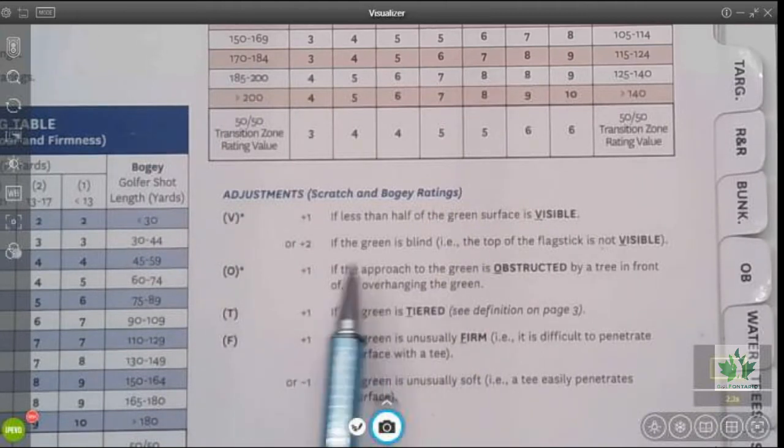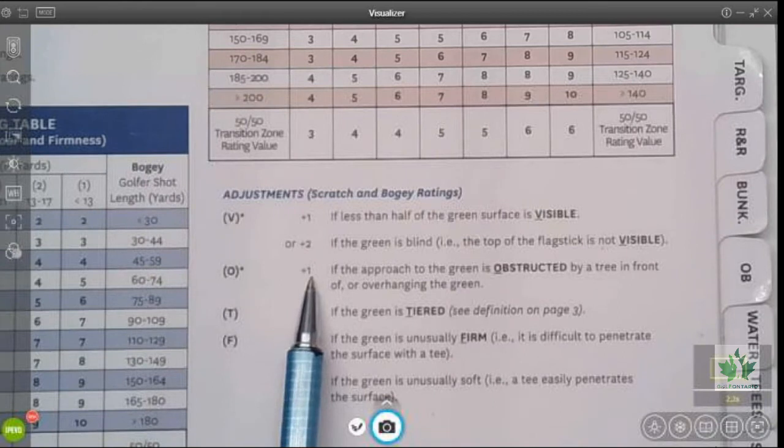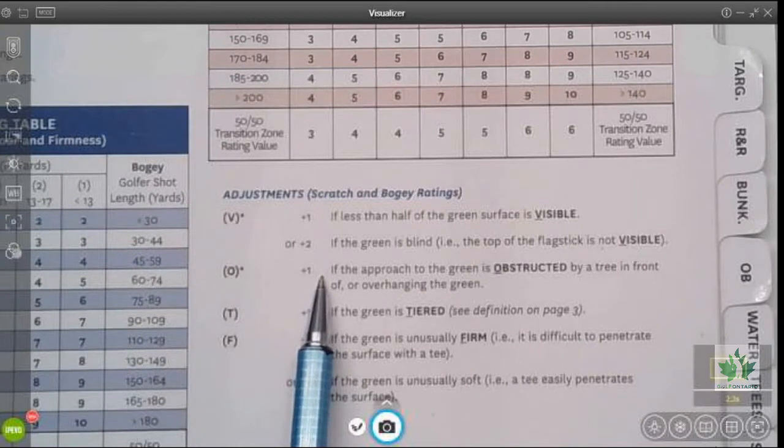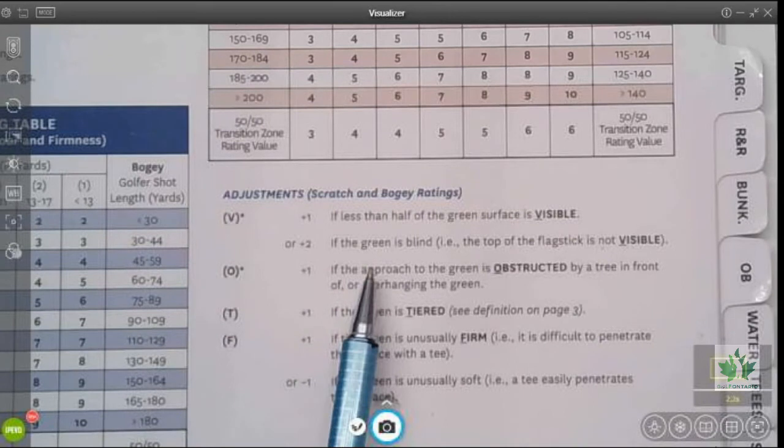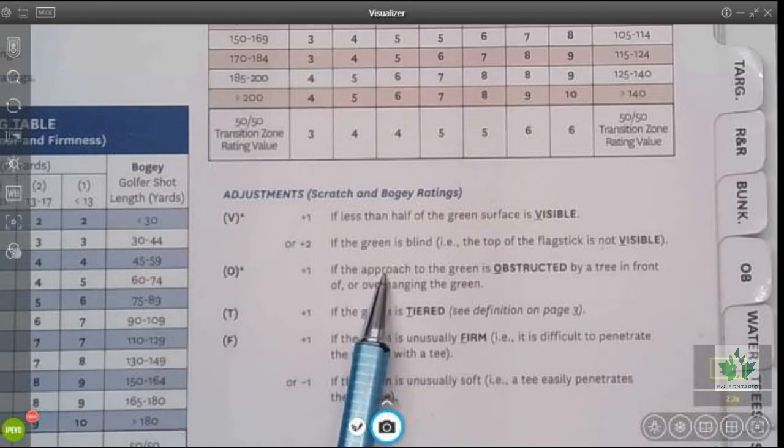Remember, if you add a +1 for an adjustment to a table value of 3, say, you're increasing the obstacle value by 33%. That's a significant change. So you have to make certain that this really, in fact, does cut off part of the green's availability to you for the shot that you're hitting.